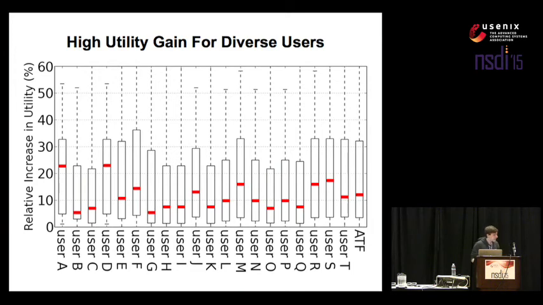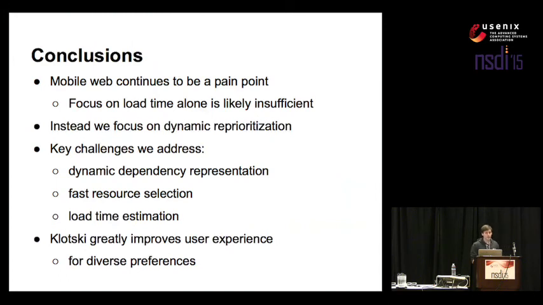So to conclude, mobile web continues to be a pain point for users. And the focus on reducing load time alone is likely insufficient to improve the user experience. So instead of focusing on load time, we focus on dynamic reprioritization of the content. We address 3 key challenges, which is how to represent dependencies and their dynamic nature, how to quickly select resources to prioritize, and how to estimate the load time for those resources. And overall, Klotski is able to greatly improve the user experience across a diverse range of users' preferences.